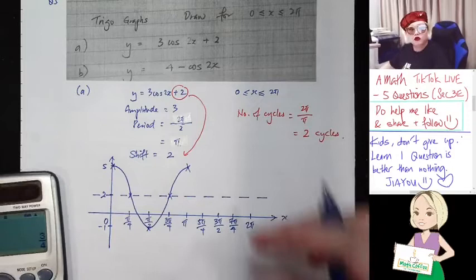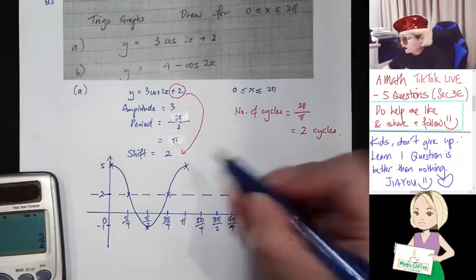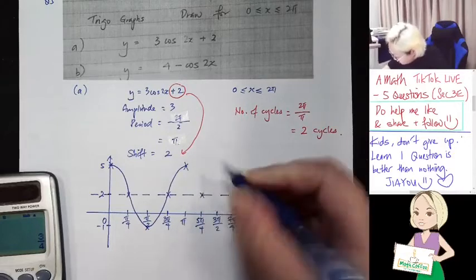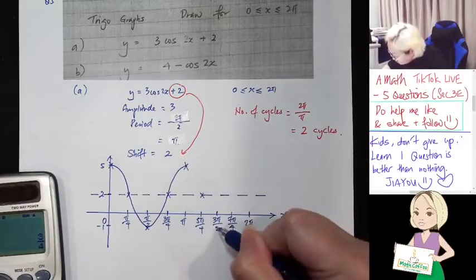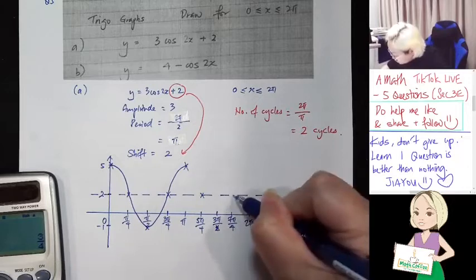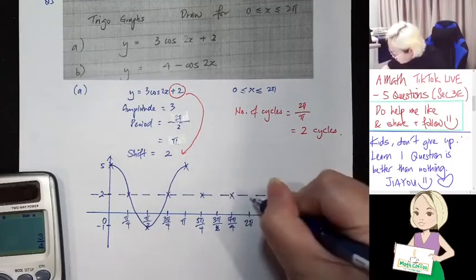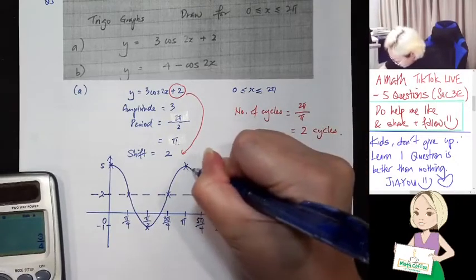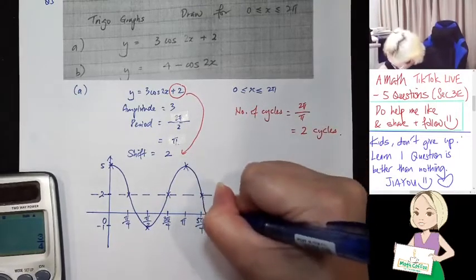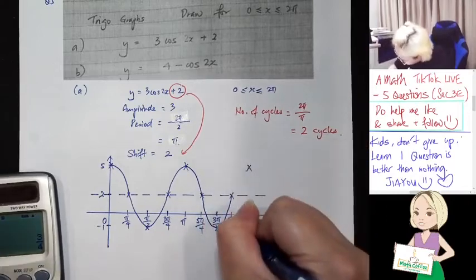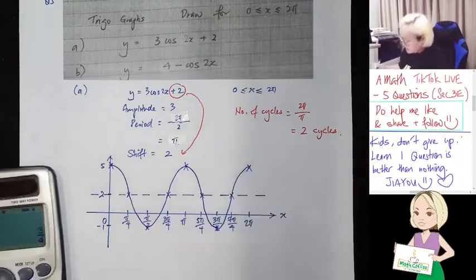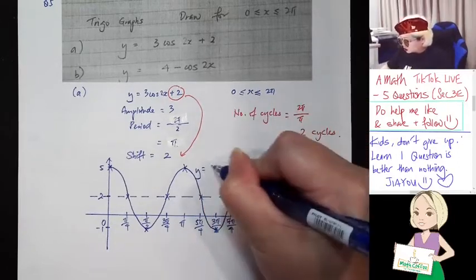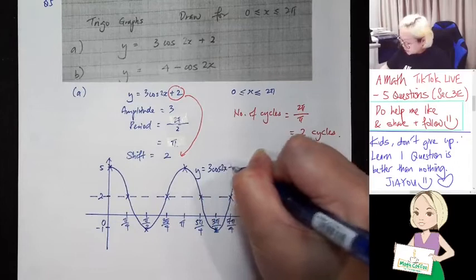So now, continue to draw our 5 critical points. Maximum, come down to 0 at 5 pi over 4, go down to minimum at 3 pi over 2, go back to 0 at 7 pi over 4, and go up to maximum at 2 pi. So, draw the shape. Done. And lastly, label. This is y equals 3 cosine 2x plus 2.